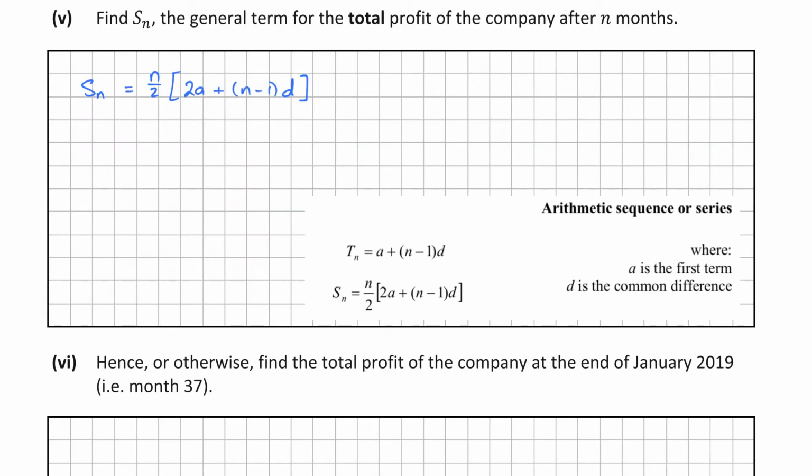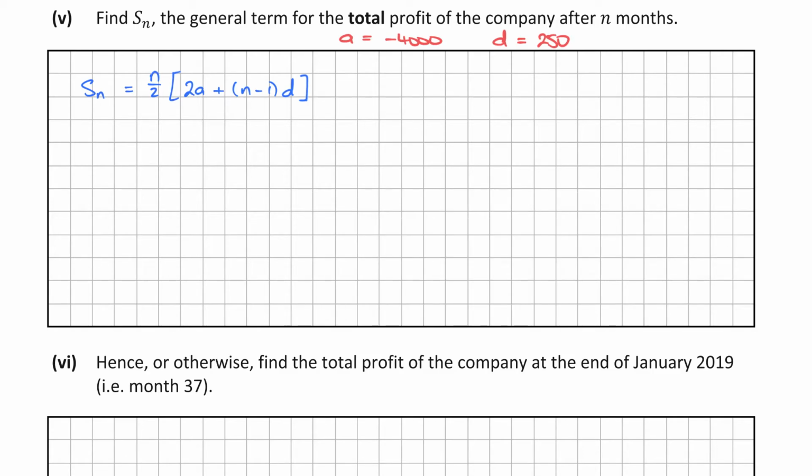So we're back to the same thing again. We knew the first term, it told us that a is equal to the first term, and the first term was equal to negative 4,000. And we know that the common difference was plus 250 each time. Okay, so what we can do there is fill that in. We can say that S of n is equal to n over 2, which isn't going to change, times 2a, so 2 times negative 4,000, plus n minus 1 times the common difference, which is 250.